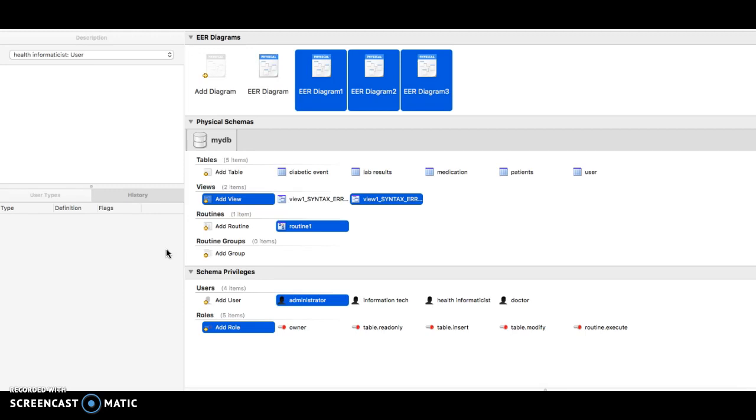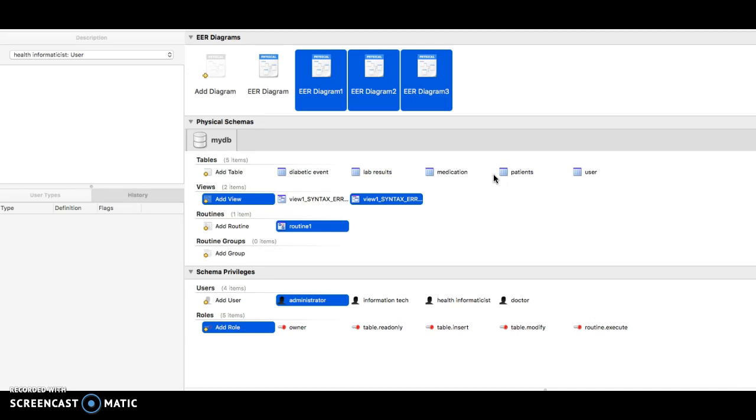This database was designed in a three-part process. The first part was used to create the basis of the database. 4 tables were created, with those being shown here: diabetic event, lab results, medication, and patients.